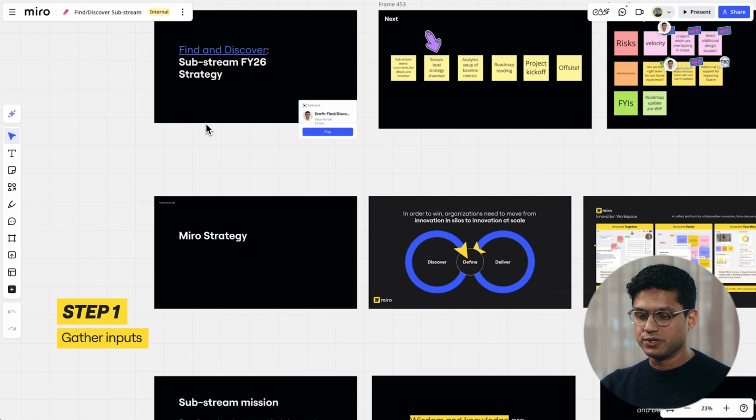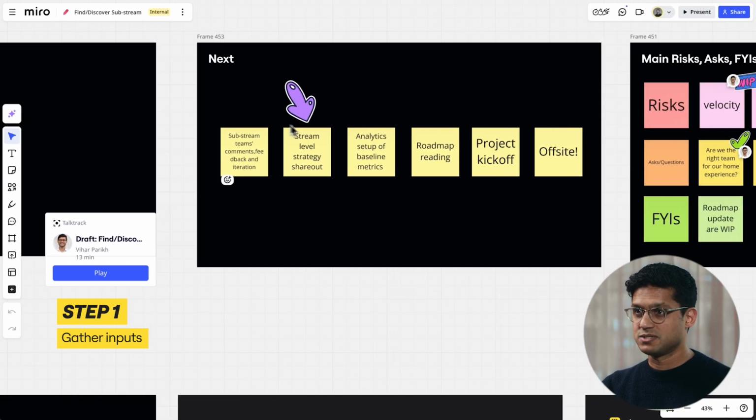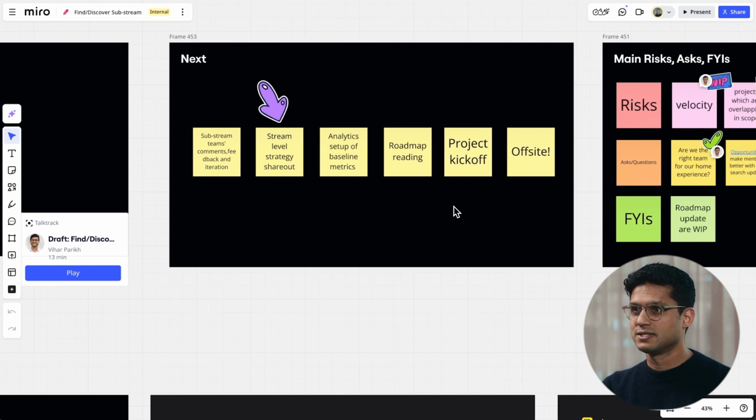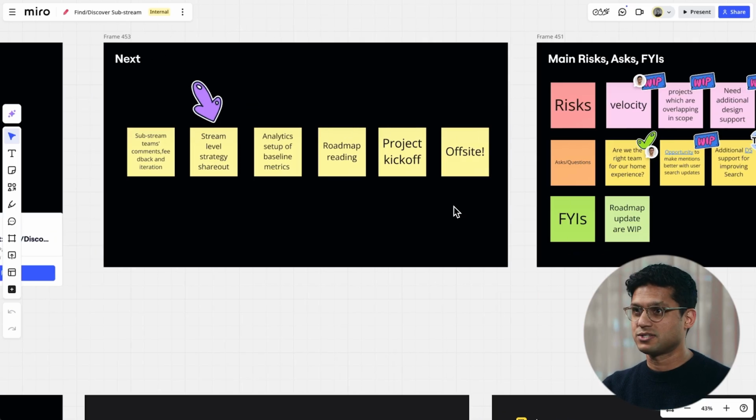At the start of our fiscal year, we gather inputs from our company strategy, our business metrics, and team-level insight to help us define our priorities. Miro helps us centralize these inputs to develop a cohesive strategy and execute effectively.